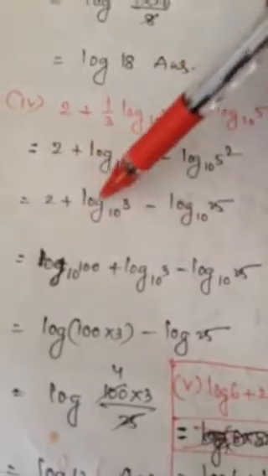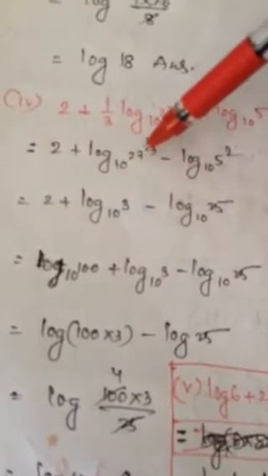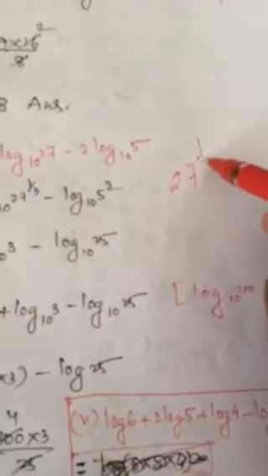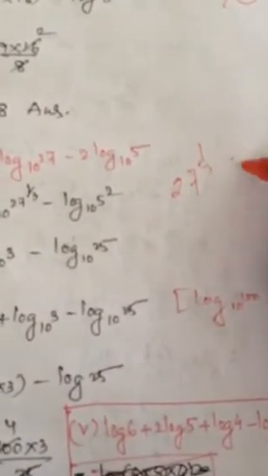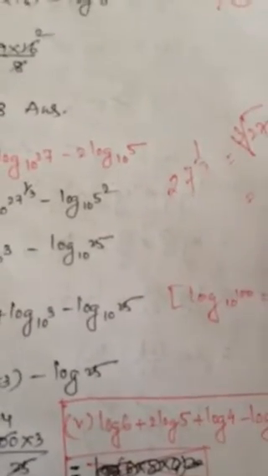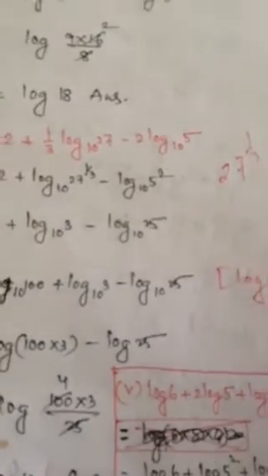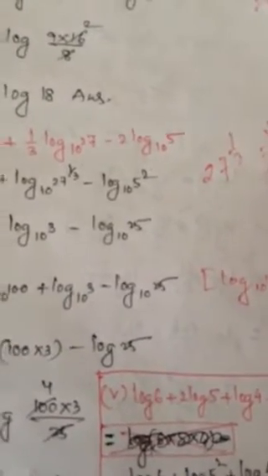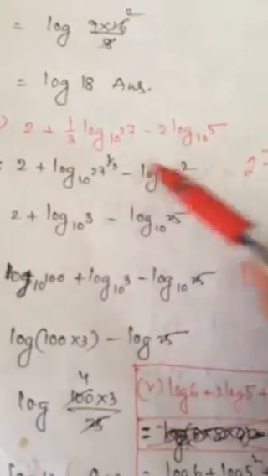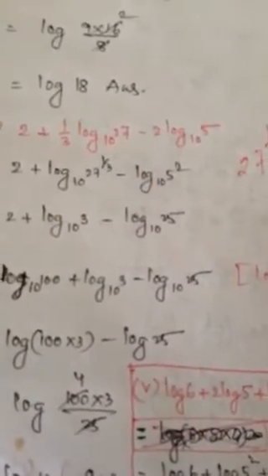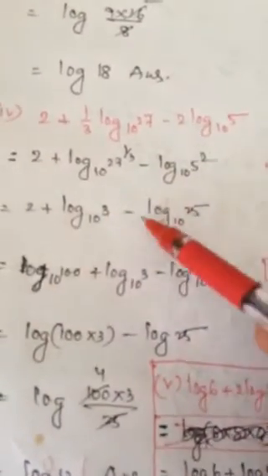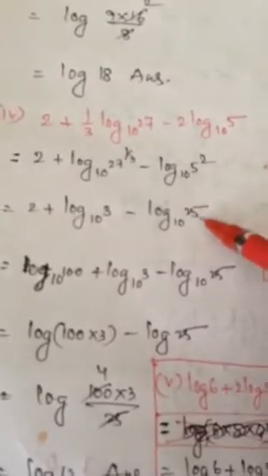Now 2 plus log, see here, 27 power 1 by 3 means cube root of 27. The cube root of 27 is 3. If you find the cube root of 27 you will get the answer 3. So here I have written 3. Minus log 5 square is 25.